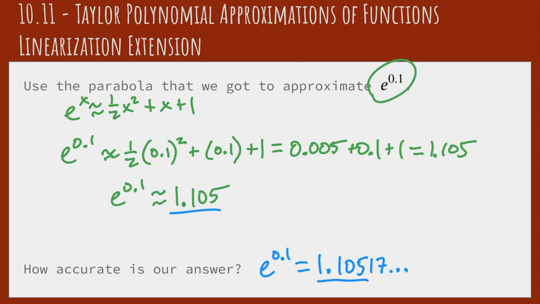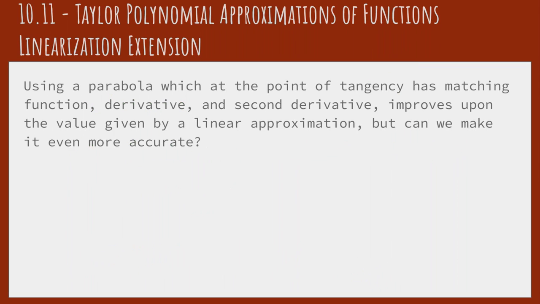Now, this is different from the linear approximation. A linear approximation would give us a value of e to the 0.1 of about 1.1, and that's only accurate to the 100th place, which is not bad, but going all the way out to the 10,000th place is quite a bit better.